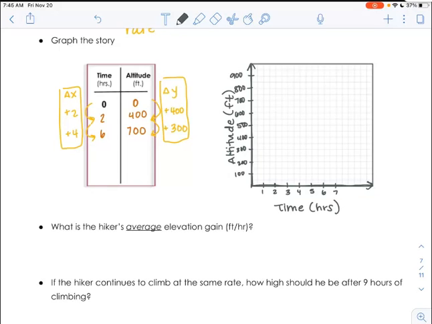Okay, now we're ready to plot these points. The first point is 0, 0, which is down here. Then I have 2 hours, comma, 400, so he climbs up 400 feet, that's right here. And then at 6 hours, he's up to 700, which is, 6 goes up to 700, which is right there.